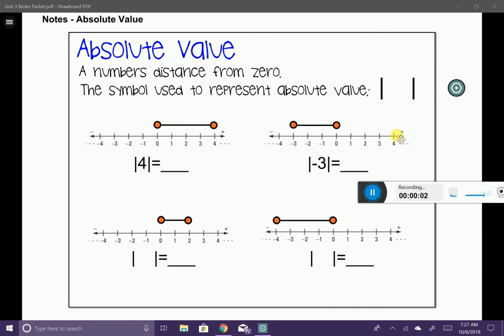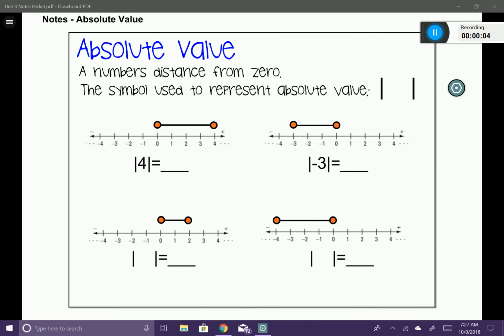In this lesson, we're going to be talking about absolute value. Absolute value is a number's distance from zero. And what's very unique about a distance is that a distance is always positive.